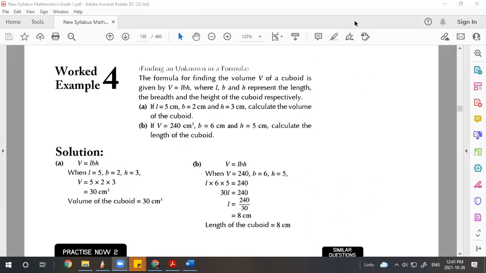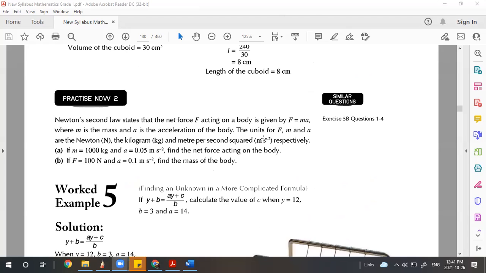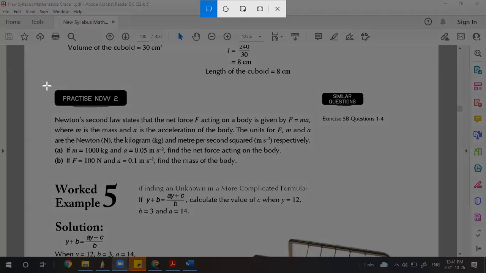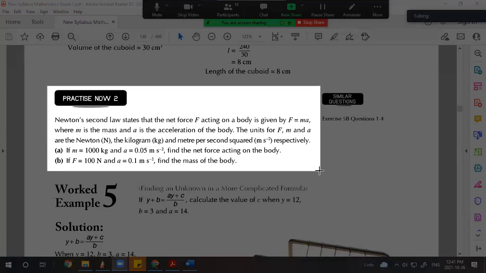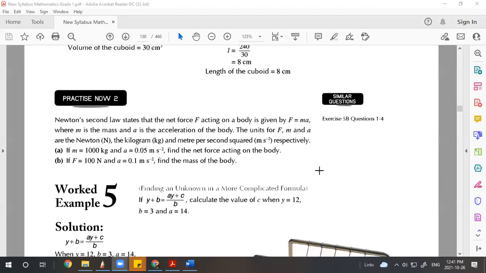So let's do practice now. Okay, let's try Newton's second law, and so on. Okay, wait.